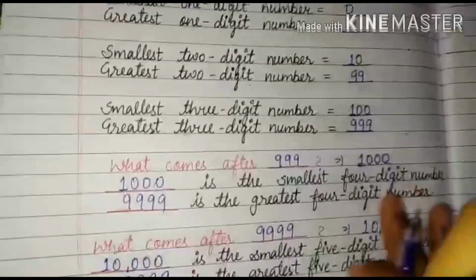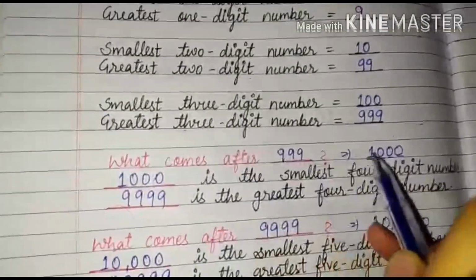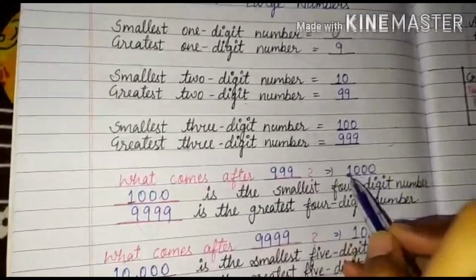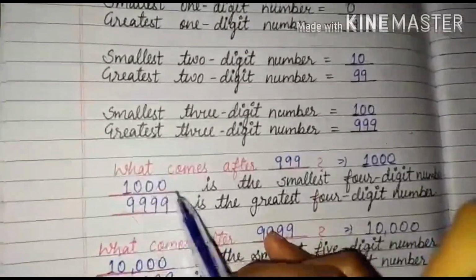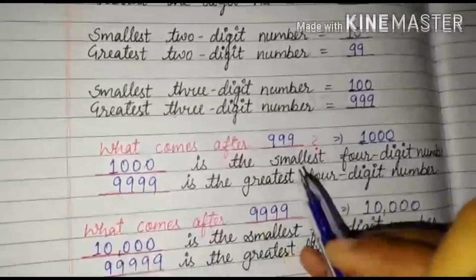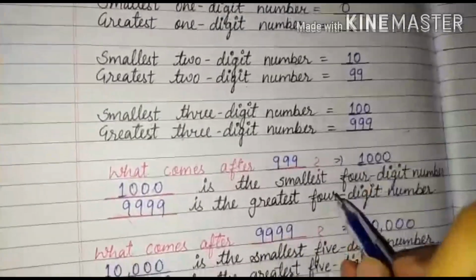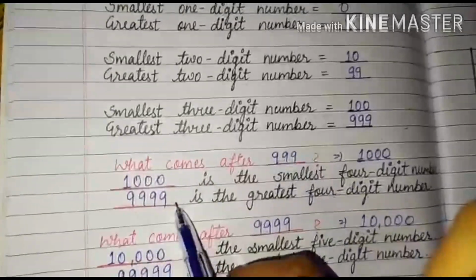Going further, what comes after 999? It will be 1000. Let's count the number of digits: 1, 2, 3, 4. We got the smallest 4 digit number. Yes, 1000 is the smallest 4 digit number. So what is the greatest 4 digit number? As I told you, there is a pattern going on. In the greatest 4 digit number, we must get four 9s.